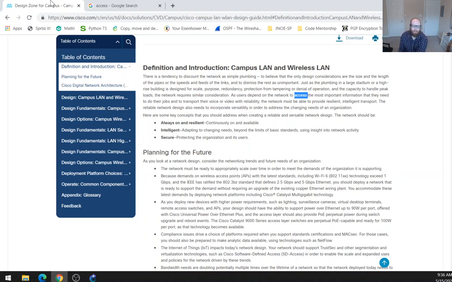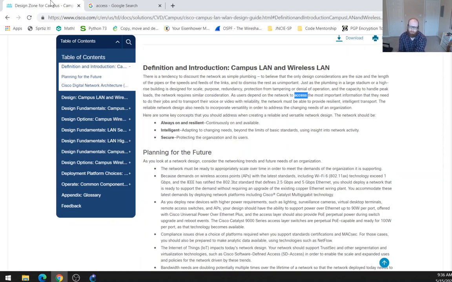Here are some key concepts that you should address when creating a reliable and versatile network design. The network should be always on and resilient, continuously on and available, and resilient. So if something goes wrong, your network can still function until you get it fixed. It's not a hard stop once there's a problem on your network.